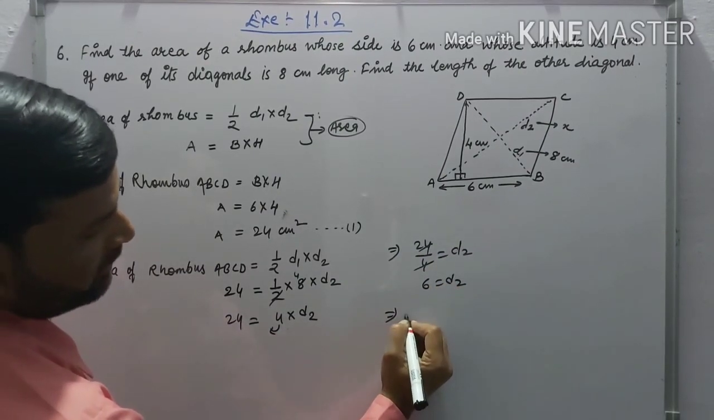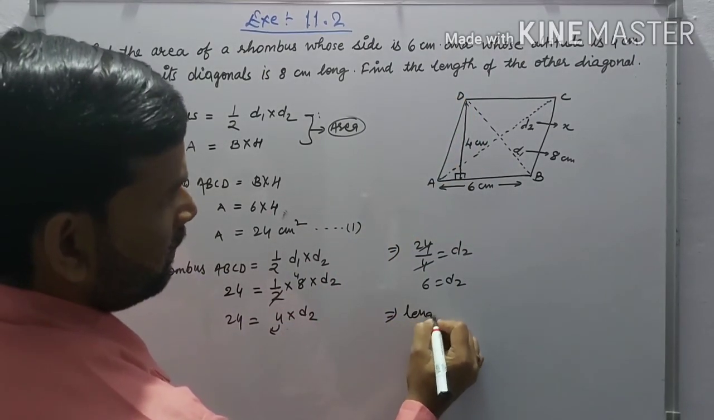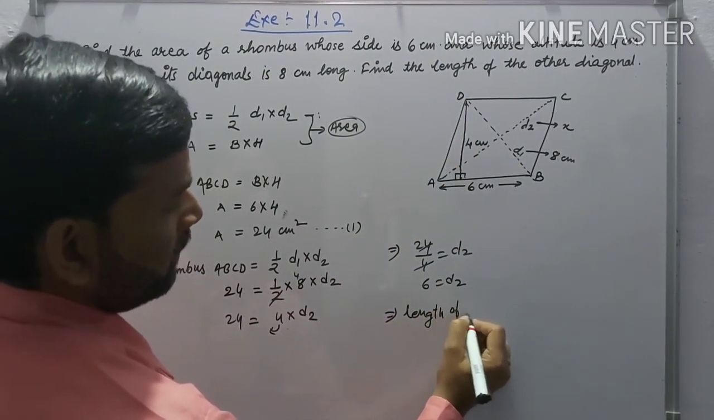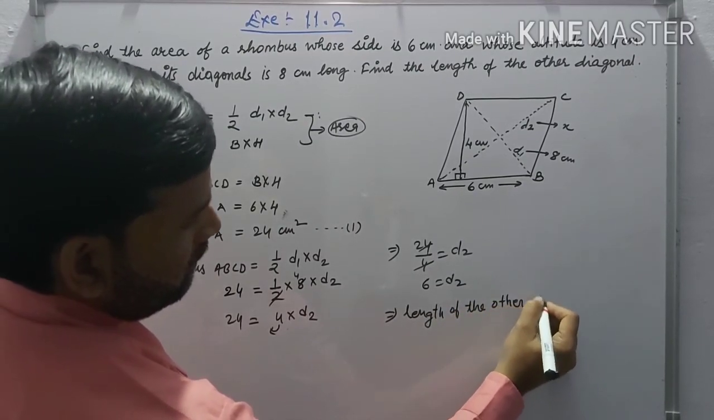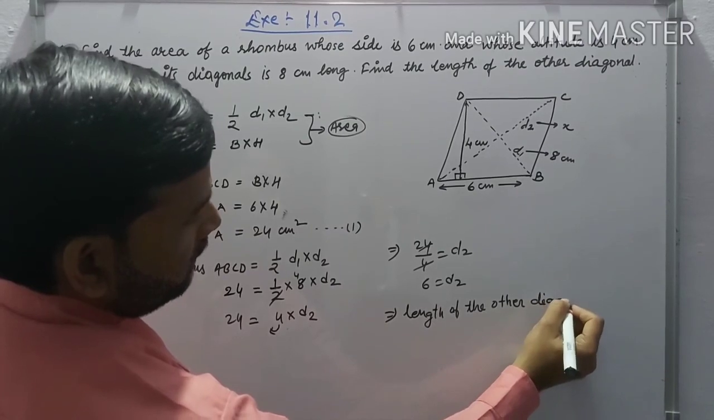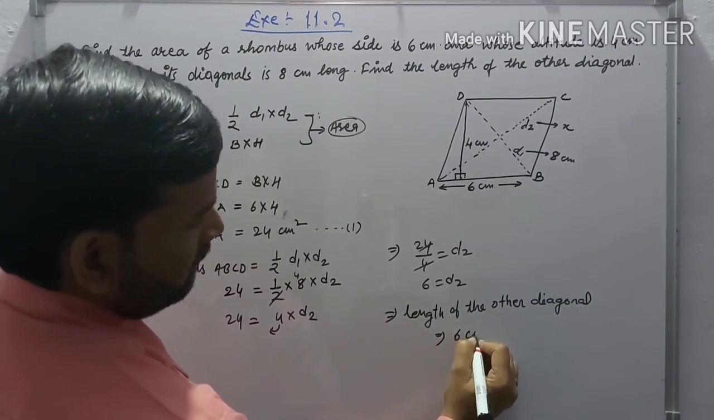It means the length of the other diagonal is 6 centimeter.